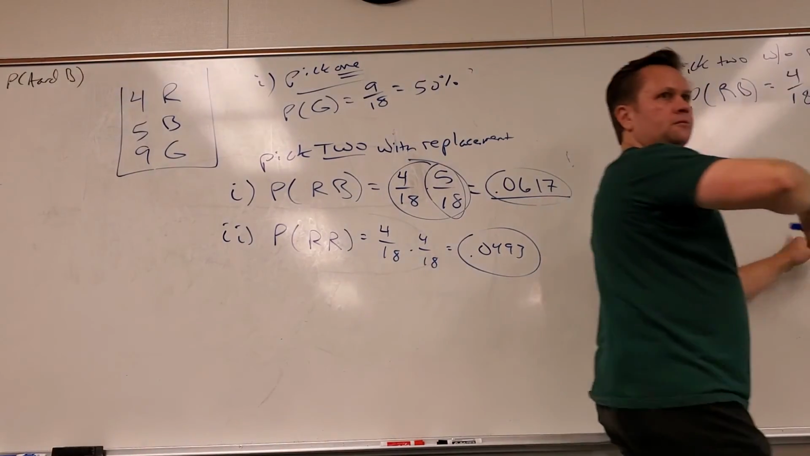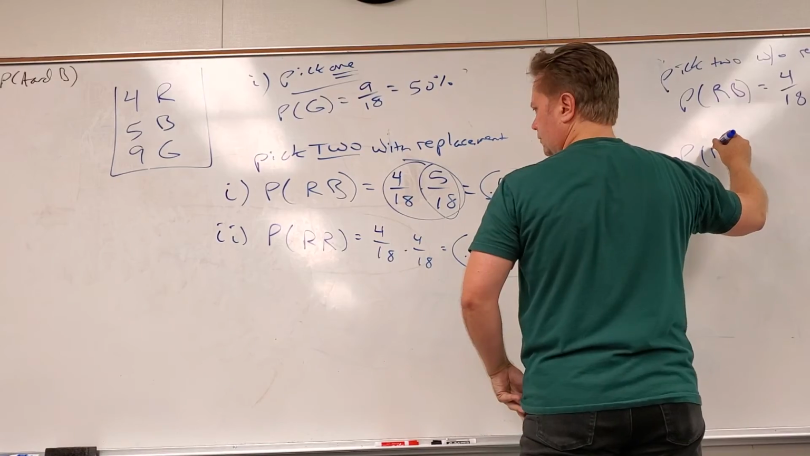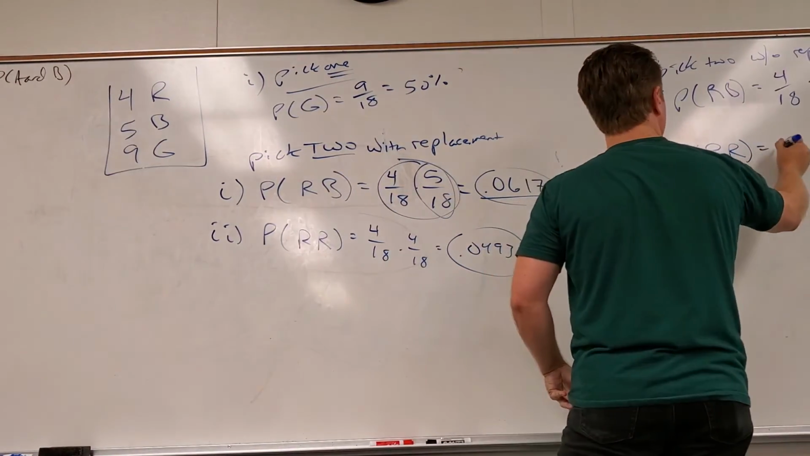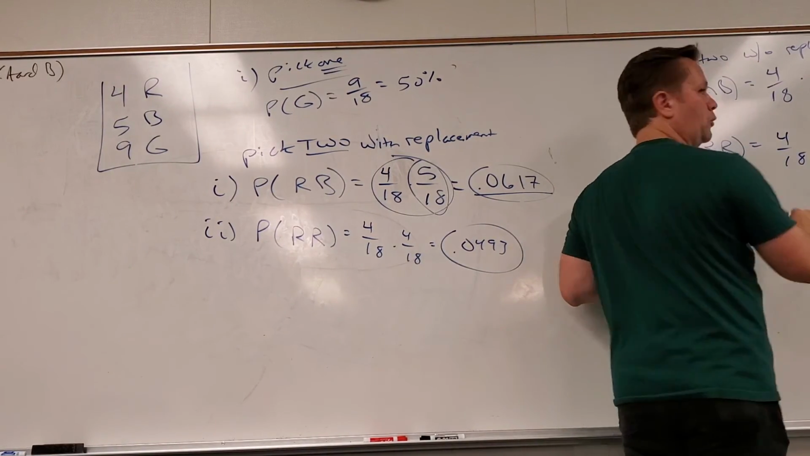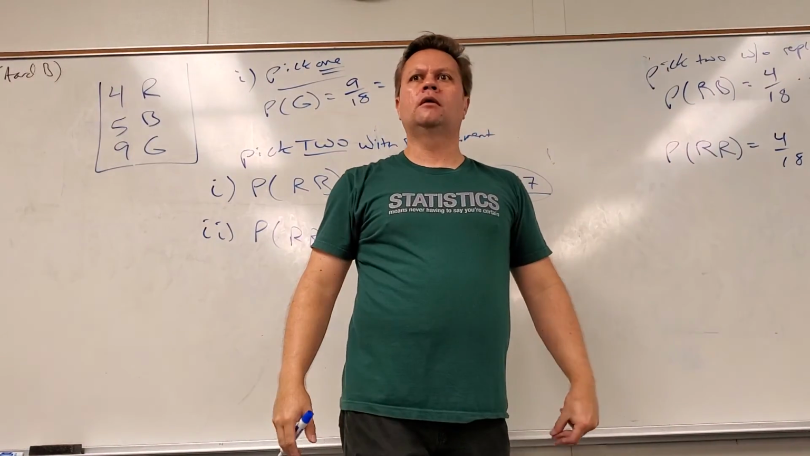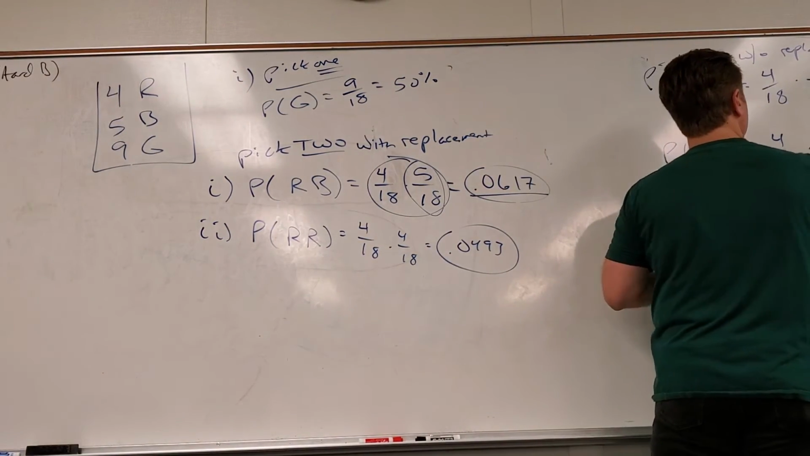It's whatever it is. What's the probability I get a blue, what was it? A red and then a red. Now here's where things are going to be. So the first one is 4 out of 18 still. I throw that one away. Beautiful. One less red, and one less chip.